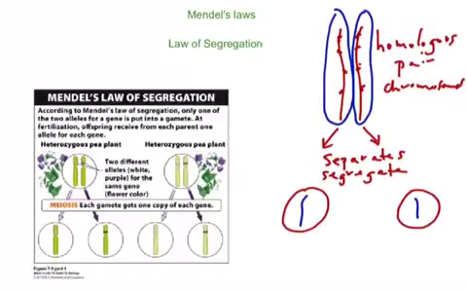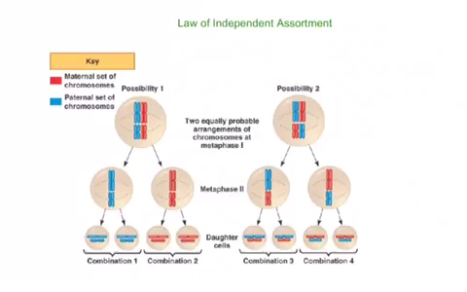So the genes that were on this chromosome will end up in half the gametes, and the genes that were on this chromosome will end up in the other half of the gametes that are produced. Mendel's second law, the law of independent assortment, is shown in this diagram here. So let's have a look at what it's saying.